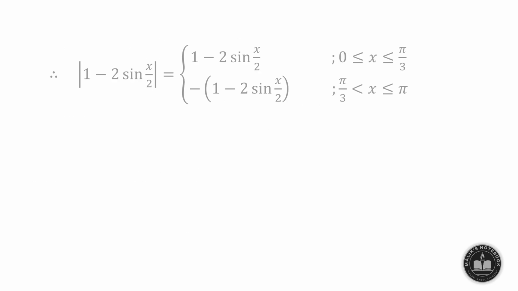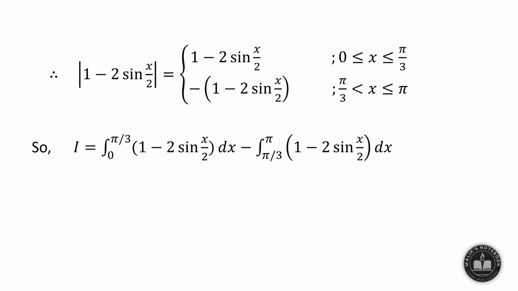So for this function 1 minus 2 sin x by 2, its modulus would have no change from 0 to pi by 3, since from 0 to pi by 3 it is positive, and from pi by 3 to pi it would be negative. So we just need to multiply it by the minus sign so that this value remains positive. Just break the integral into two limits. Since the function is positive for 0 to pi by 3, we just write it as this, and for pi by 3 to pi, just multiply it with the negative sign.